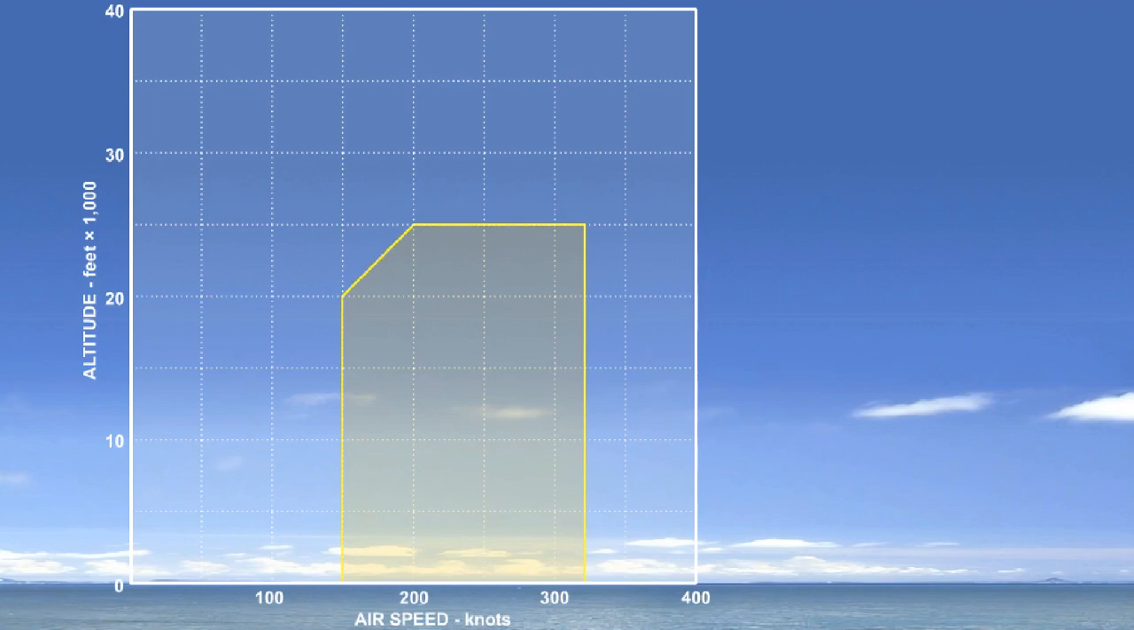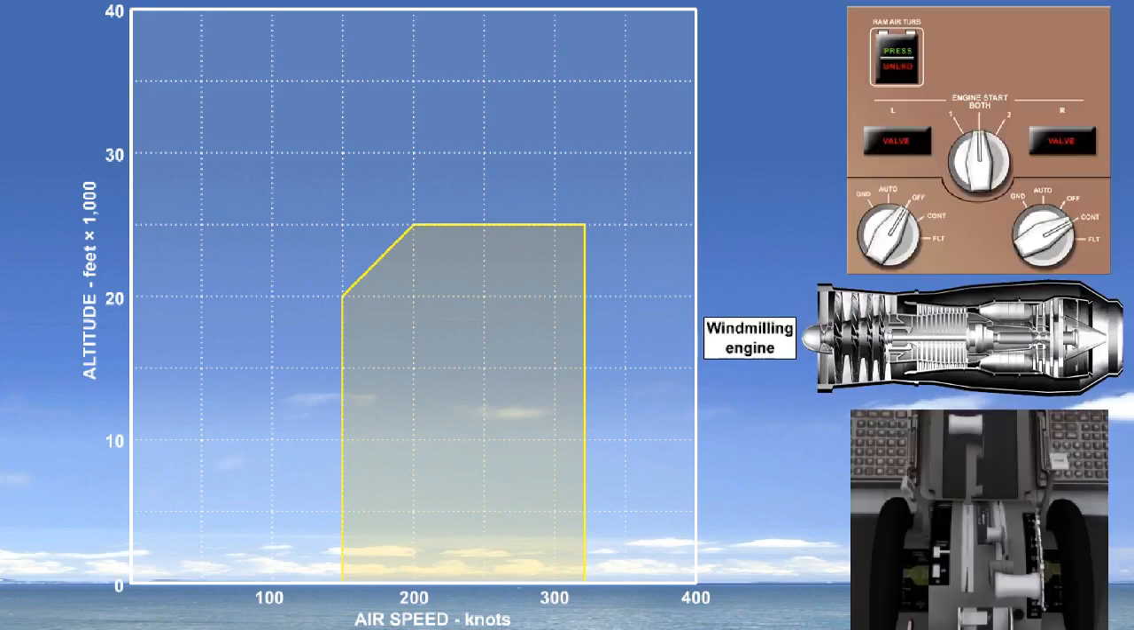This graph illustrates a relight envelope for an imaginary engine, showing the flight conditions under which it would be guaranteed to relight if it was fully serviceable. The airflow through the engine will cause it to rotate, or windmill, so the compressor is supplying sufficient air to support combustion.